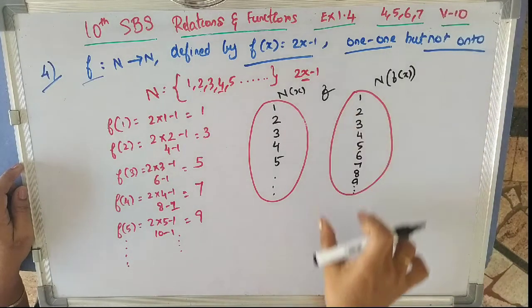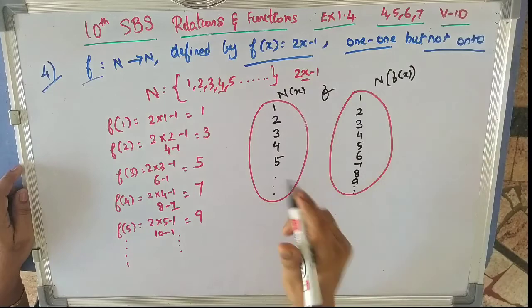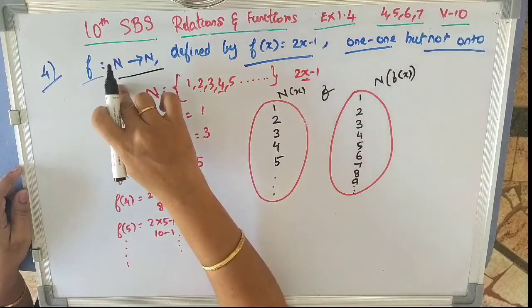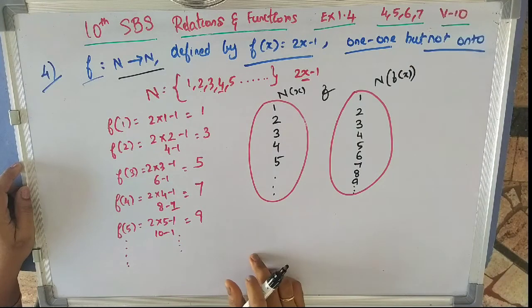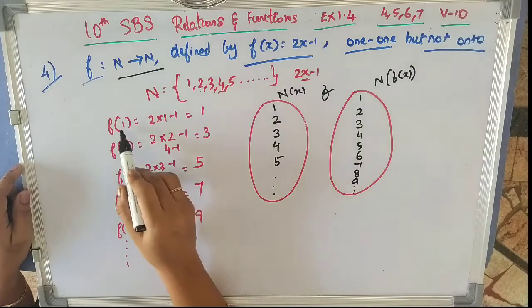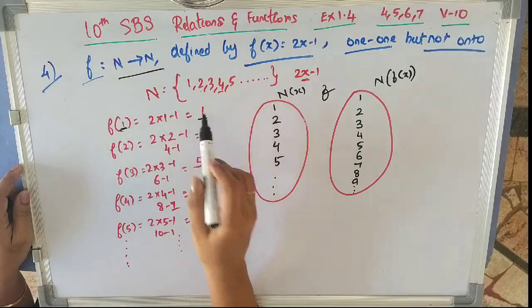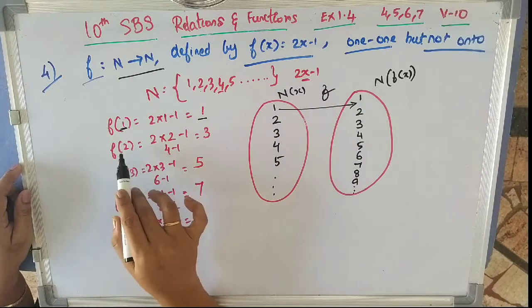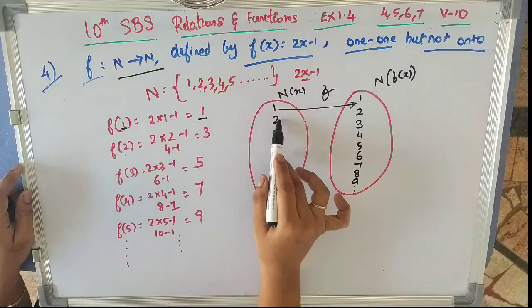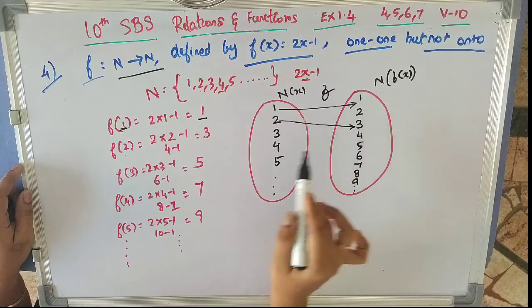Now, when x is equal to 1, what is f of x? We should mark the image of 1. Okay? When x is equal to 1, f of 1 is equal to 1. So, the image of 1 is 1. When x is equal to 2, f of 2 is 3. So, the image of 2 is 3.